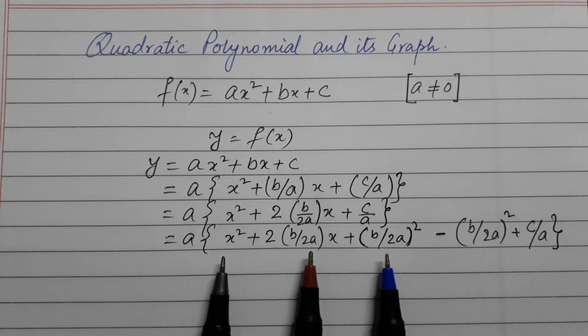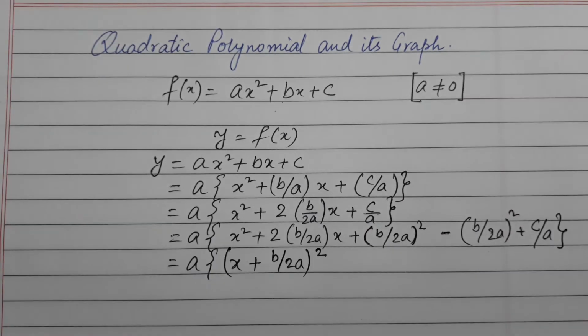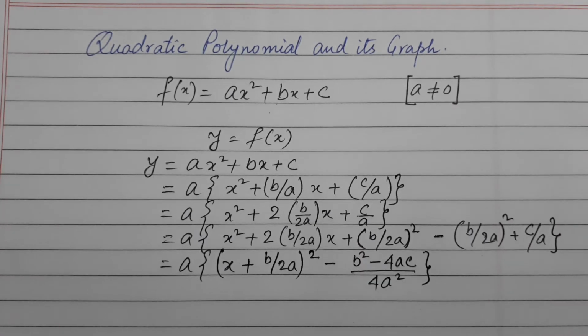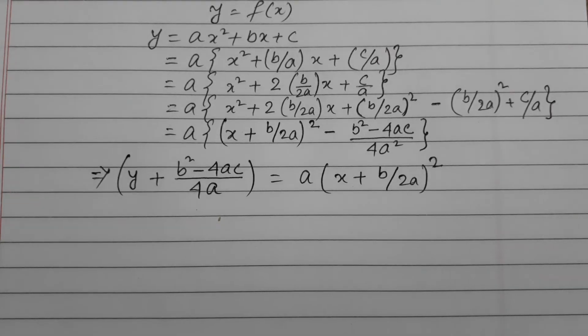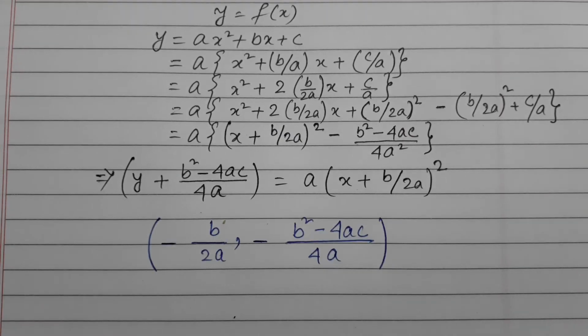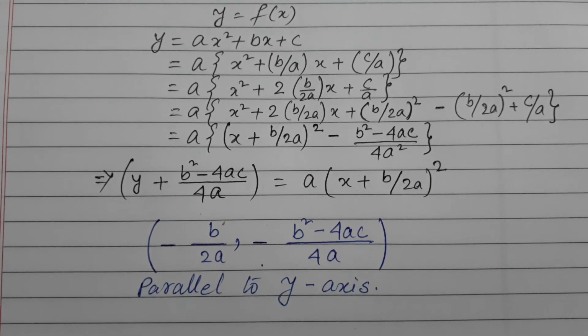Now if I see the first three terms, this will become the formula of (x + b/2a)² minus (b² − 4ac)/4a². After simplification, the above equation gives y + (b² − 4ac)/4a = a(x + b/2a)². Now this is an equation of a parabola whose vertex is (−b/2a, −(b² − 4ac)/4a) and whose axis is parallel to the y-axis.